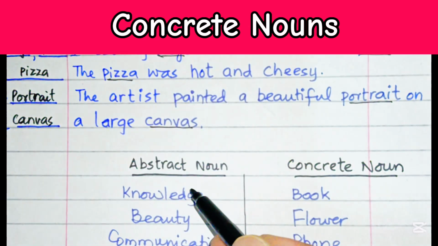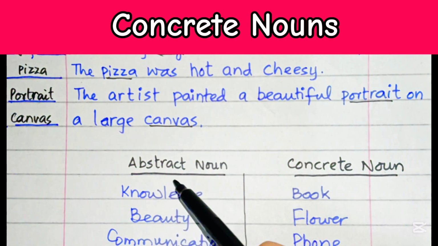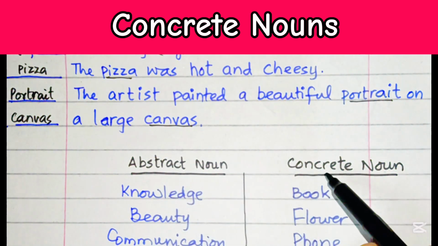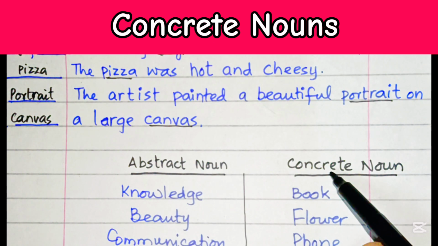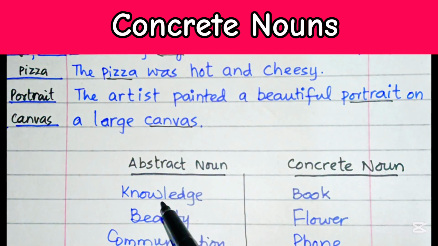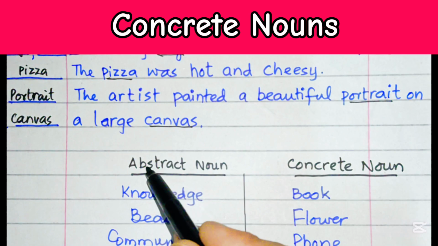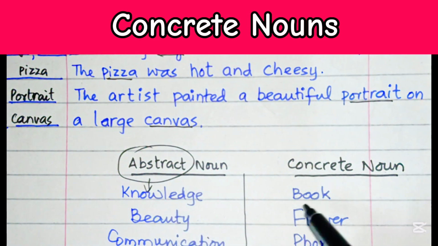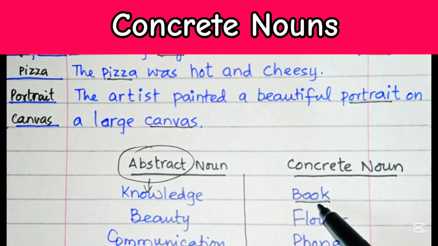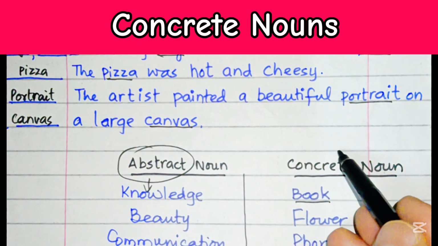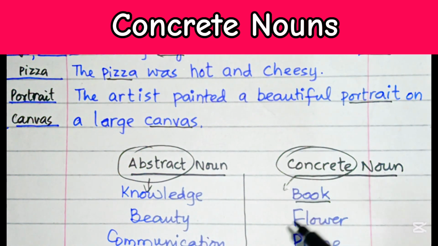Now look at these two columns. The left column is abstract nouns and the right column is concrete nouns. So if we take knowledge, this has abstraction. It cannot be perceived through five physical senses. It is based on philosophy or ideas. So this is abstract. Knowledge is abstract, but we can obtain knowledge from a book. So that book is a concrete noun.